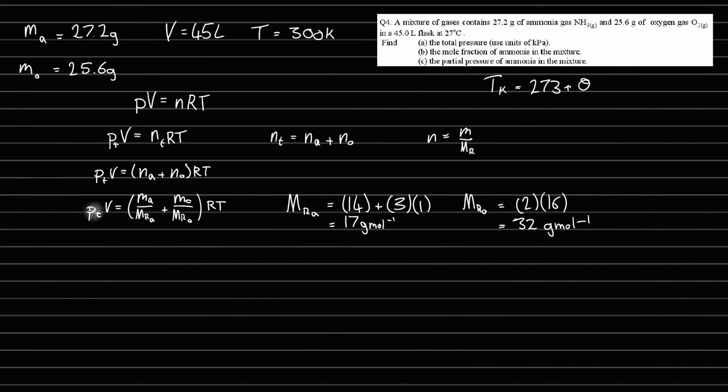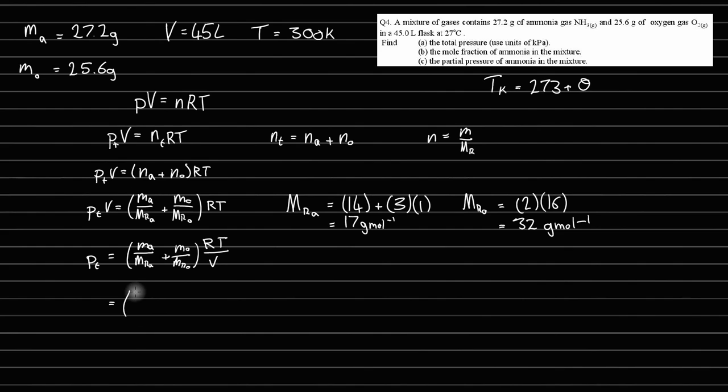And now we have all the data required. We can just rearrange to make the total pressure the subject, dividing through by volume. We could then have all this in parentheses again, like before. And this time we could then put on the end RT over V. And all we need to do now is substitute all the values in that we have.